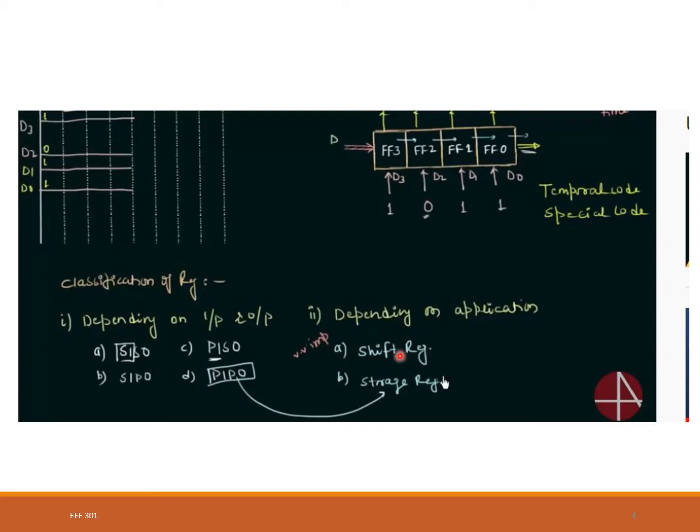Or depending on application, it could be a shift register or a storage register. So the PIPO is a storage register and the others are known as shift registers. So in this lecture, we will discuss SISO and PIPO, and I have given the assignment for SIPO and PISO, so you need to do it by yourself.